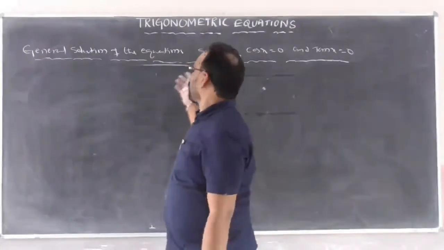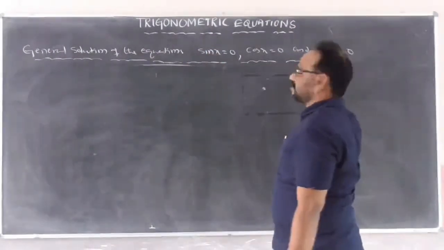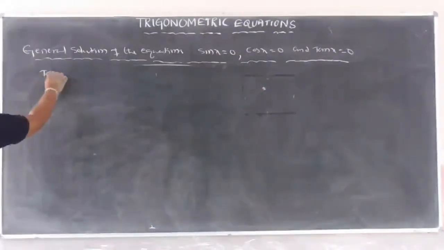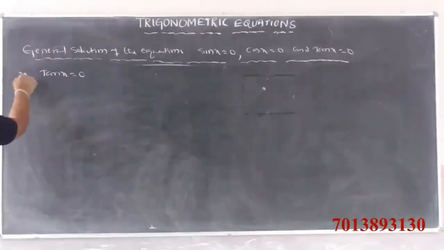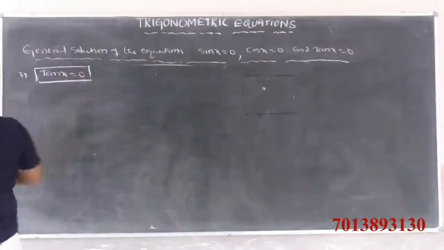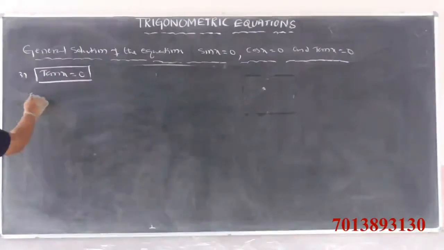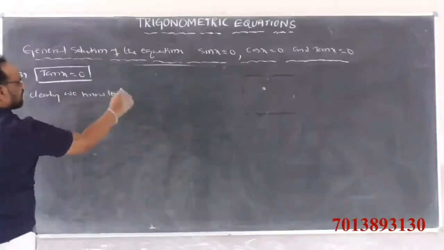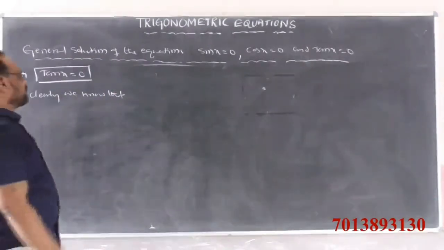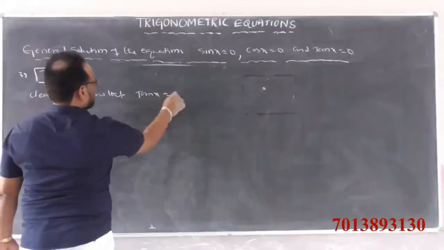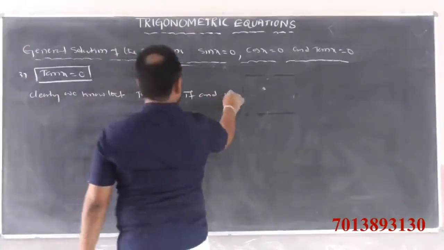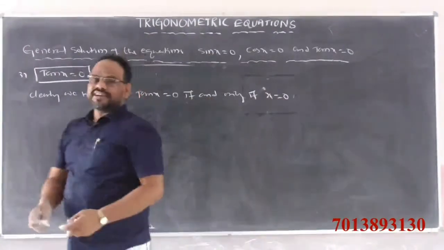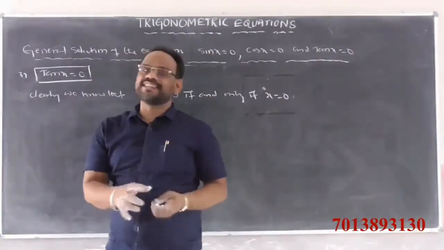Next, we want the general solution of tan x is equal to 0. That is the third one. Clearly we know that tan x equals 0 if and only if x is equal to 0. That means tan 0 value, how much? 0. Tan 0 is equal to 0.